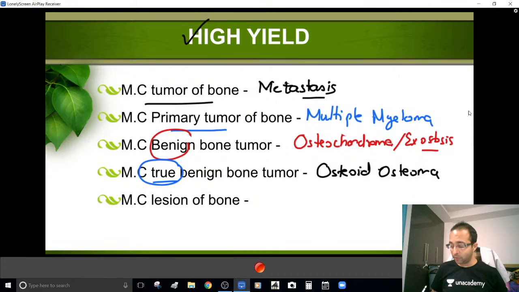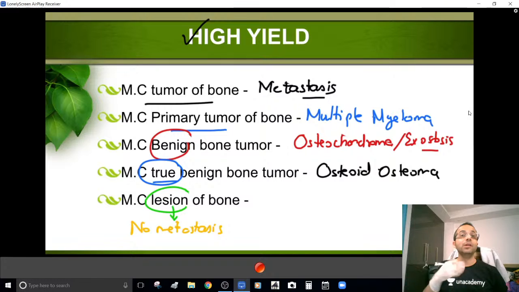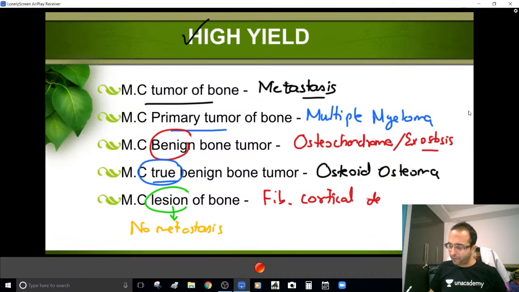And yes, sometimes they just simply ask the commonest lesion of the bone. Lesion would be something where there is no metastasis, जो फैलती नहीं है, जो अपनी जगह पे रहती है. That is a tumor-like lesion, not a tumor. So when you are asked the commonest tumor-like lesion, the answer becomes fibrous cortical defect. So these are some of the most common from the field of the bone tumors.